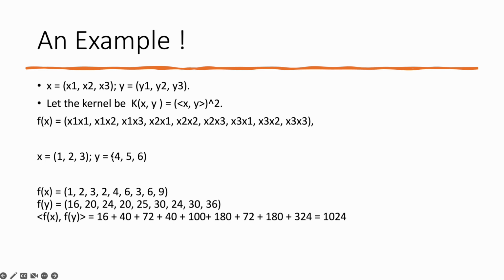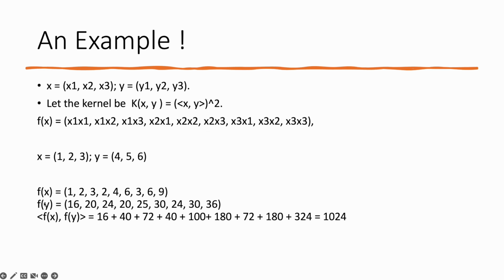Let's say without doing the kernel trick, we have to calculate the dot product. Ultimately, our aim is to calculate the dot product in a higher dimension. Without the kernel trick, we first do the mapping, like how we do in feature engineering. So 1, 2, 3 mapped into the higher dimension will be 1, 2, 3, 2, 4, 6, 3, 6, 9. How is it coming? This is nothing but x1x1, x1x2, x1x3, and so on.